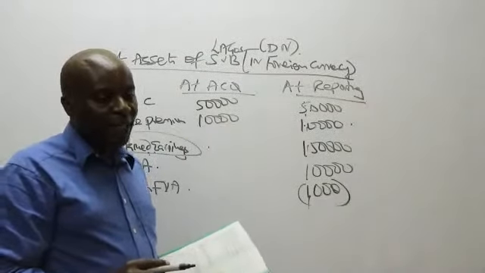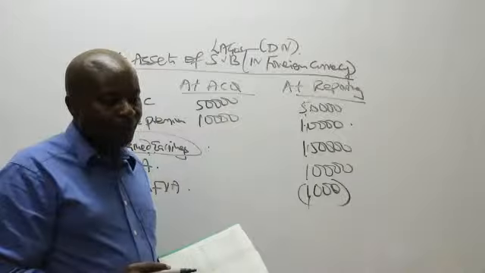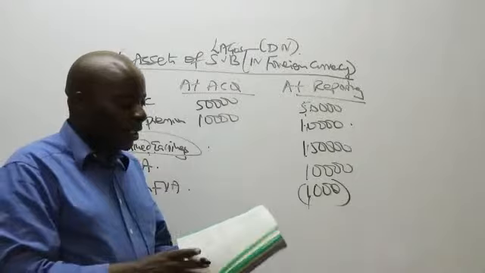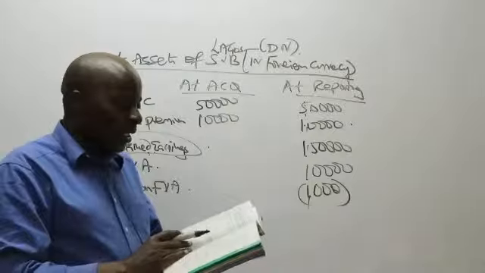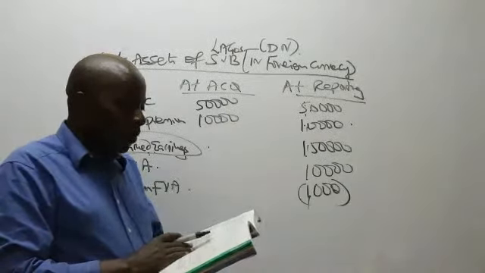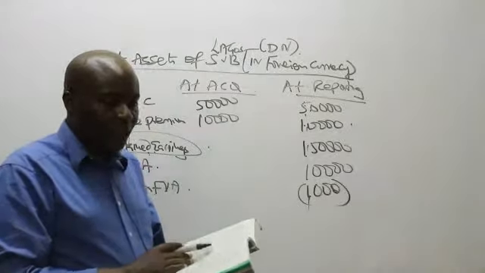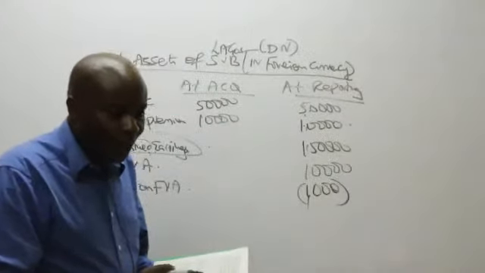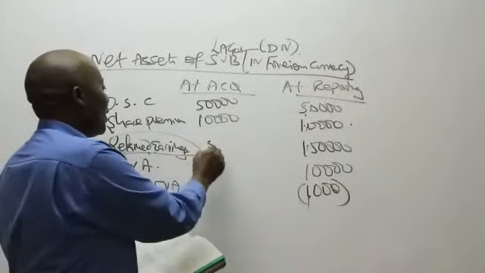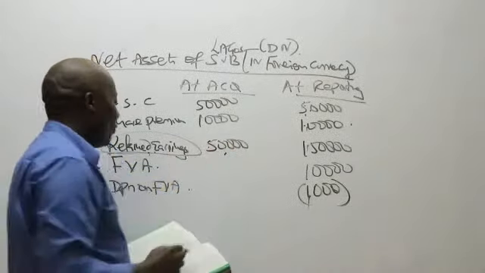Are you able to see the retained earnings at acquisition? It's in a particular note there. It's not note number one. When the retained earnings were 50,000. So retained earnings here at acquisition were 50,000.